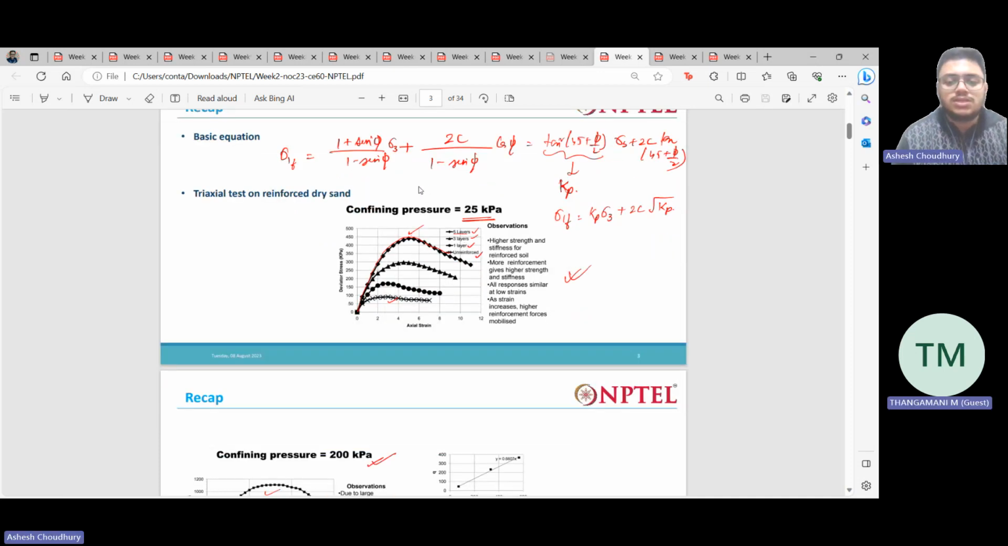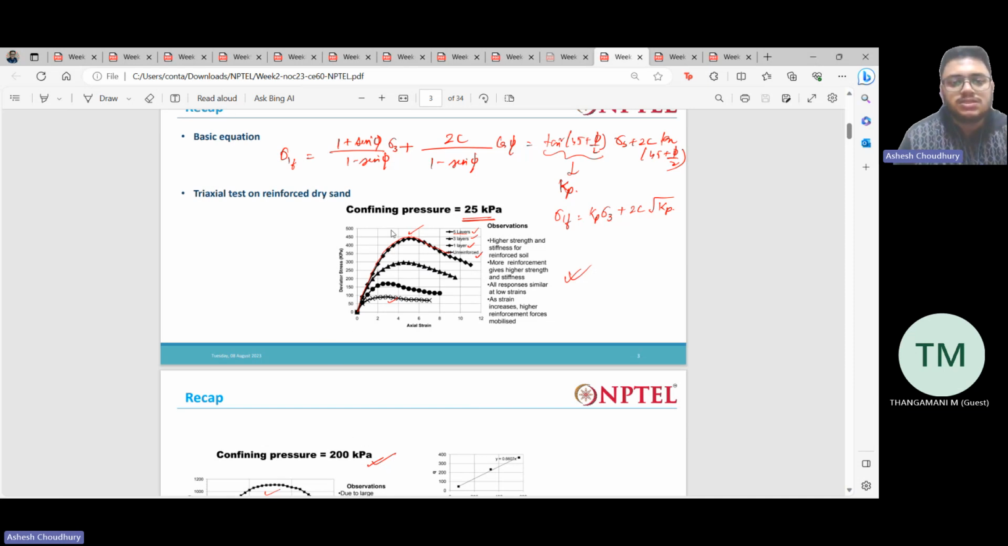Then we saw some test results. So here you can see, for unreinforced soil, the strength is quite low, and the strength increases as the soil is reinforced with an increasing number of layers: one layer, two layers, three layers, five layers. We are reinforcing the layers with reinforcement such as geogrid, geotextile, anything.